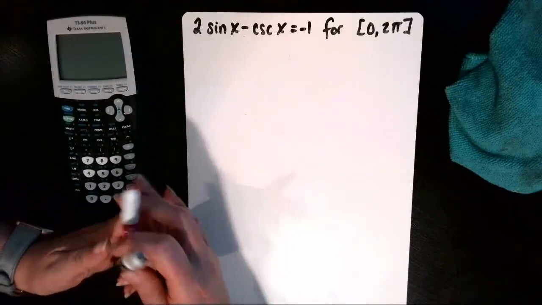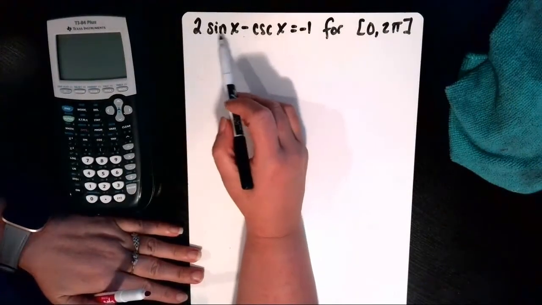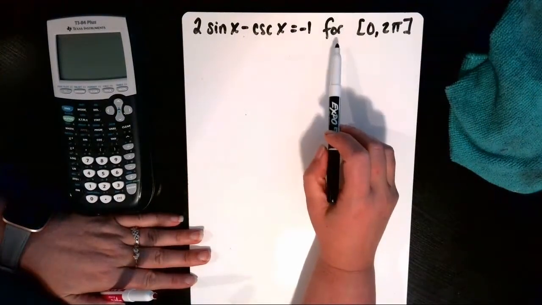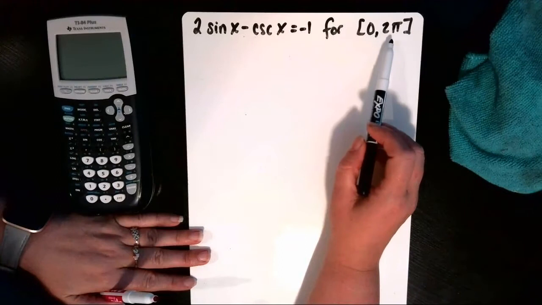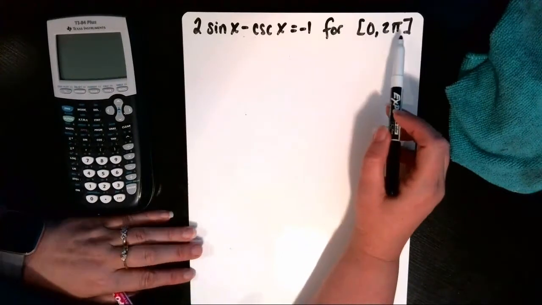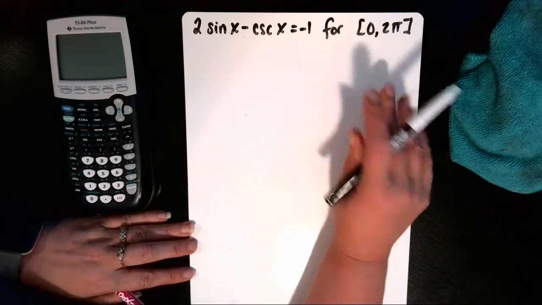Okay, so in this equation, we have 2 sine of x minus cosecant of x is equal to -1, and we want to solve this for all x's over the interval 0 to 2 pi inclusive. And that means that we know we're working in radians as opposed to degrees.